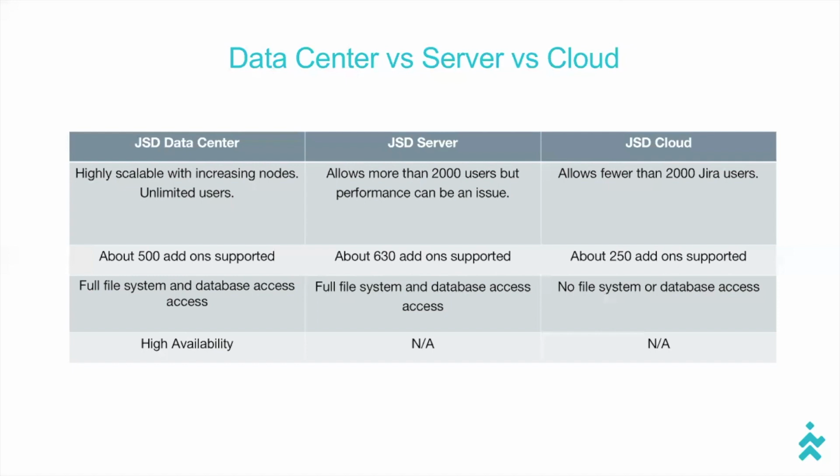So as far as add-ons, they're actually supported by each one of the platforms. There's about 500 for data center, 630 for server, and 250 for Jira Service Desk Cloud. For data center and server, you have full file system and database access, whereas on cloud, you don't have any access to the file system, nor do you have database access. Finally, Jira Service Desk Data Center has high availability, so you can reroute your traffic to available nodes if one goes down, and server and cloud do not have these benefits at all. So data center is definitely the way to go forward there.